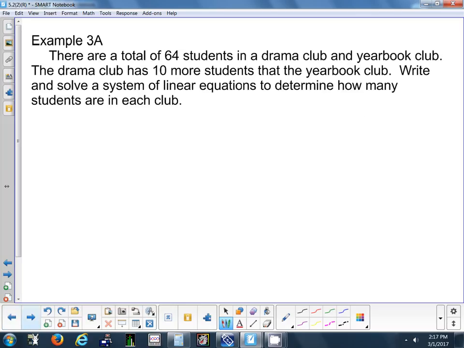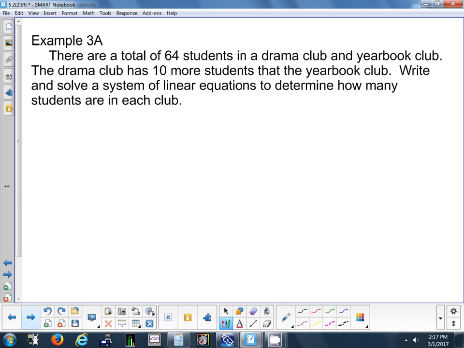All right, so it says there are 64 students in a drama club and yearbook club. Okay, and I think that means together. If you take all the students in the drama and all the students in yearbook and add them up, there's 64. The drama club has 10 more students than yearbook club. Okay, we're going to write a system and then figure out how many students in each club.